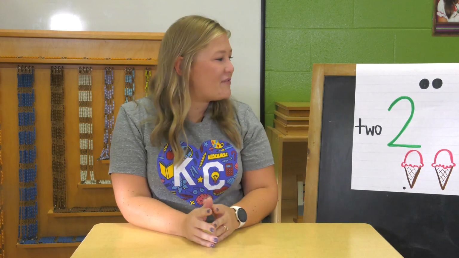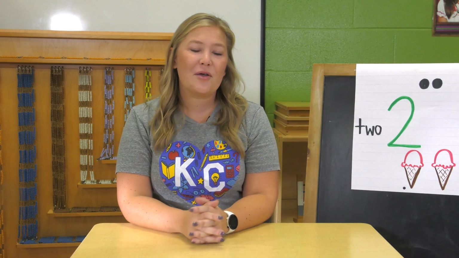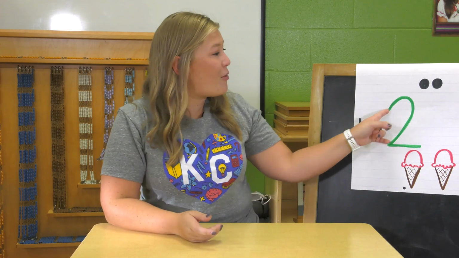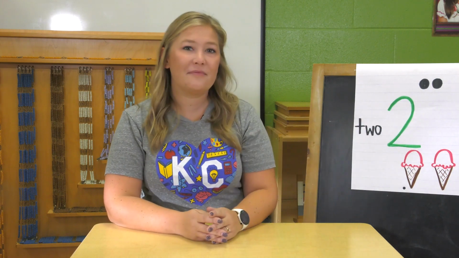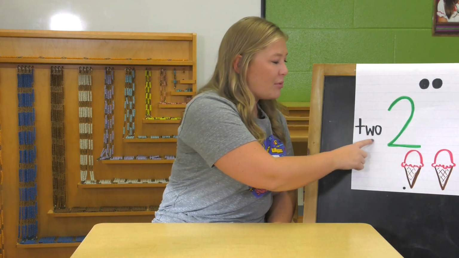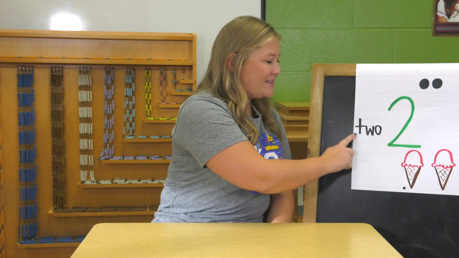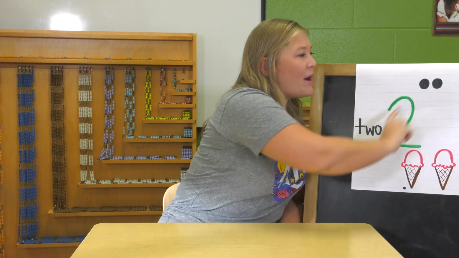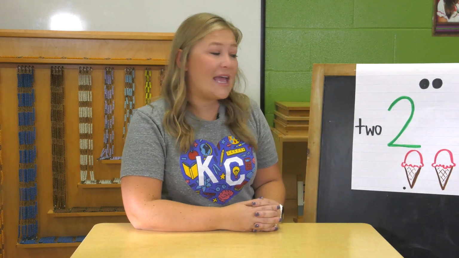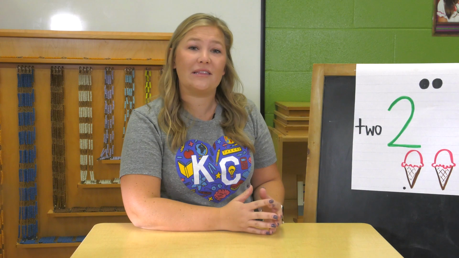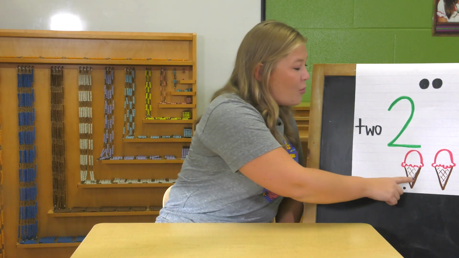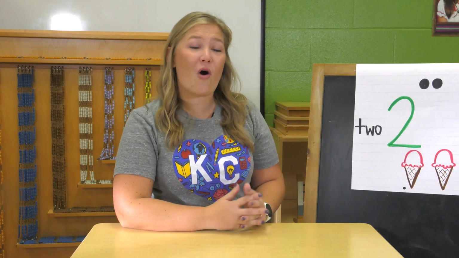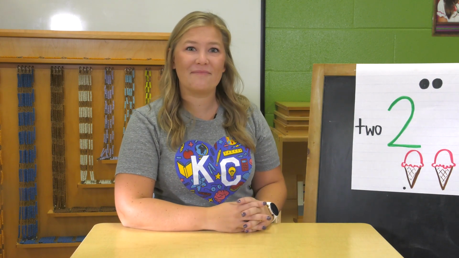Today, we're going to talk specifically about the number 2. We can show our number 2 in many different ways. This is how we draw the number 2. This is how we write the number 2 in word form. So this says 2. We can draw the number 2 by showing it with dots, and we can draw pictures to represent the number 2. So I drew 1, 2 ice cream cones. Today we're going to practice all things number 2. Let's get started.